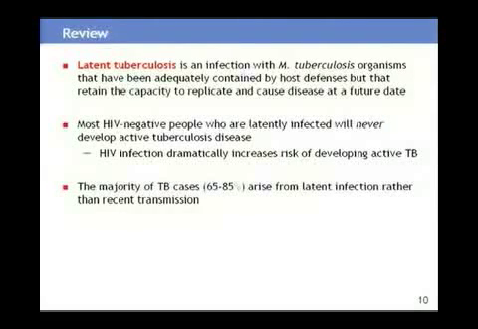The majority of TB cases, and you can see here we estimate this to be about 65 to 85%, arise from latent infection rather than recent transmission. And what this basically means is that the majority of cases of TB that develop come from people who have been infected with tuberculosis in the distant past, rather than those who have been infected very recently.